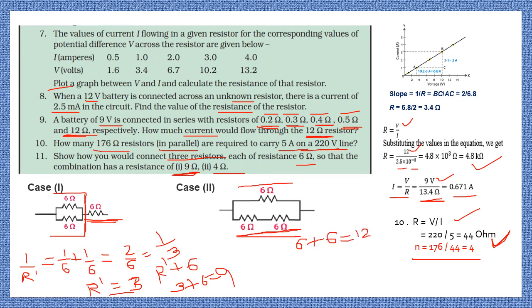And now this is connected with the third one in parallel. Okay, chalo find out karo. So 1 by r dash is equal to 1 upon 12 plus 1 upon 6. Now find out, the answer will be 100% 4.